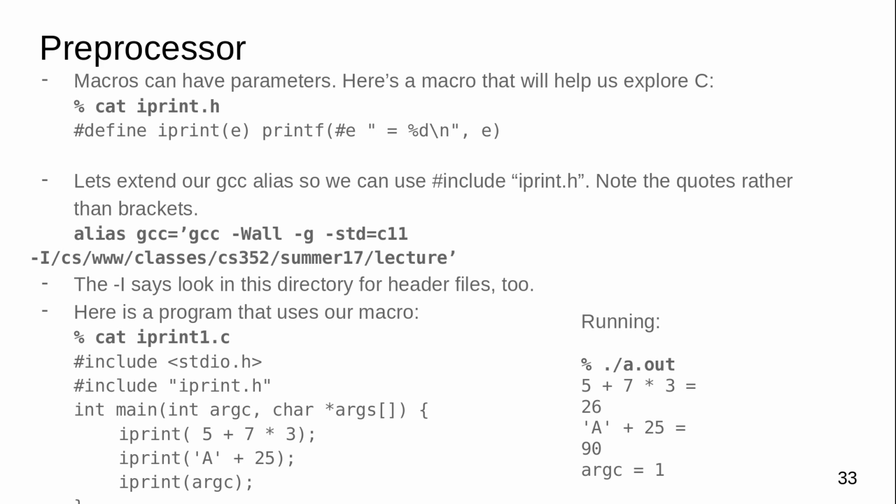So I've created a header file that I just called iprint.h, and I put my own macro that I wrote inside of it. So here we see it says pound define iprint, then there's parentheses e, and we have printf, the pound sign e, we have some string right here, and then we have e again. So you guys can see what it's doing down at the bottom, but just looking at this right here, what do you think this would do if I called iprint with some parameter?